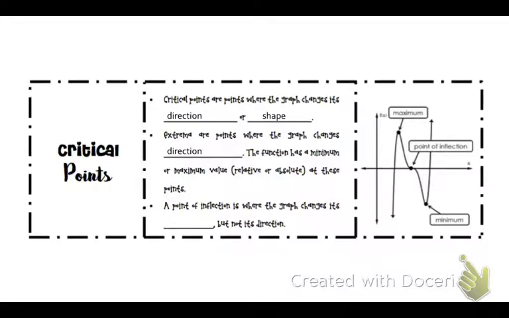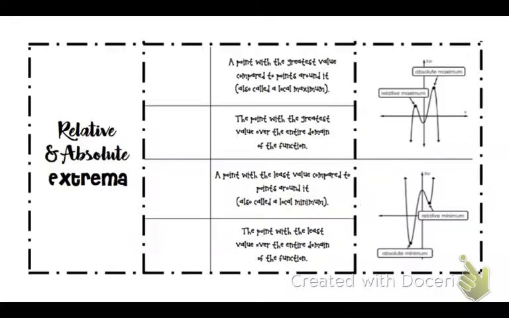But then the point of inflection is where it changes its shape, but not its direction. So it's still going down, it's just changing its shape, okay? So like that point of inflection there, the graph is still going in the downward direction, it just changed its shape. That could also be a graph going up, it just changes its shape, okay?